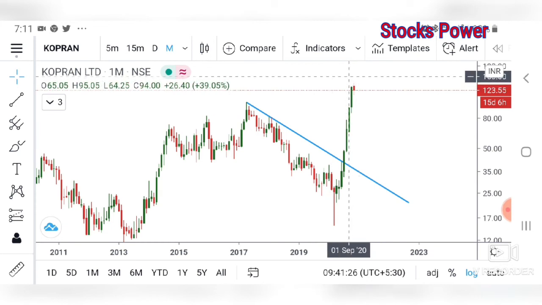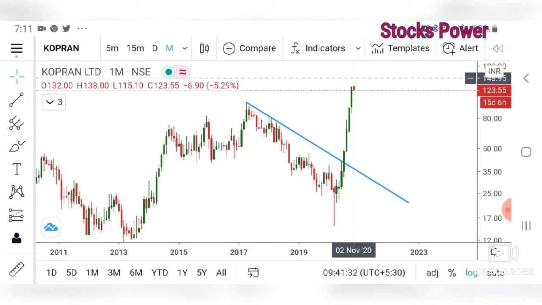So it went past 130, almost 100 points. It has given almost 100 points in 2 to 3 months. So this is a multi-bagger stock. We can say this type of stocks are multi-bagger stocks. So we will see the next stock. I will show the next stock also that I have chosen in last July.